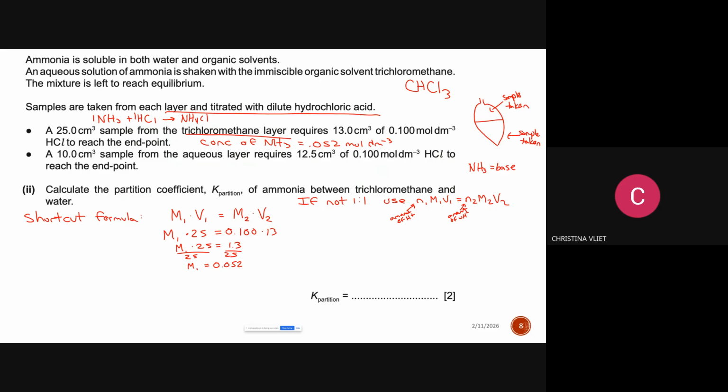Following me so far? Okay. But for KPC, we need the concentration in both layers, right? So now what do we got to do? We got to do the second bullet point. So this was the first, that was 1. I'm going to mark this 2. Do it again. So M1V1 equals M2V2. This time, I'm still looking for M1 times 10 equals 0.1 times 12.5. Divide both sides by 10. And I get M1 equals, see if you get the same thing as me, I get 0.125. And that would be the concentration of NH3 in this layer.